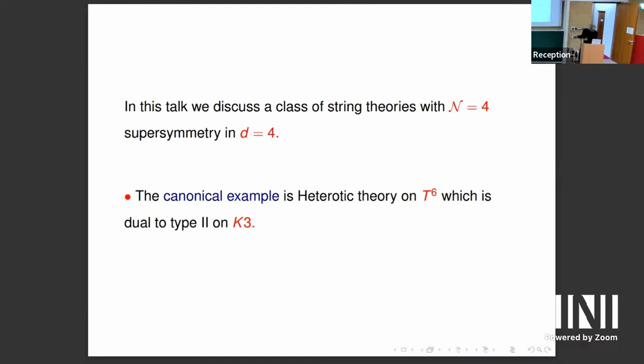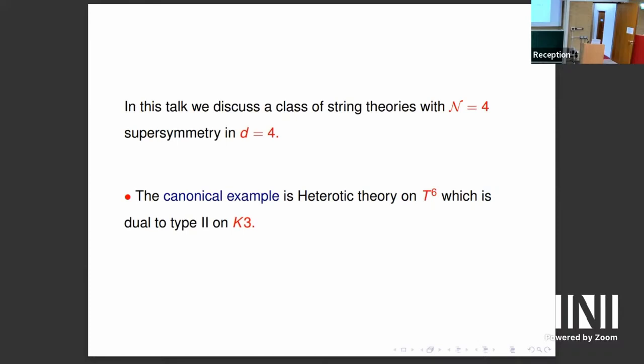a class of models of this kind, which I will describe a little bit: the N=4 class of models, which have N=4 supersymmetry. The canonical example of this is the heterotic string on T6, which is dual to type II on K3.